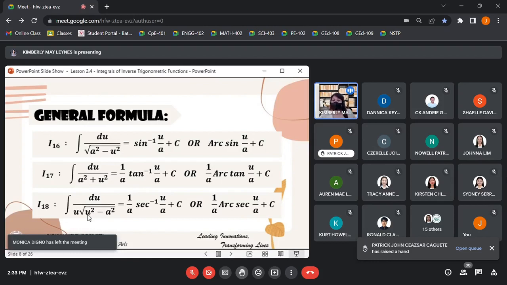Kapag nakita tayo ng hindi pa siya binomial, merong ilang terms, so kailangan natin siyang i-express na makakabuo lang tayo ng binomial para makuha tayong a squared and u squared.